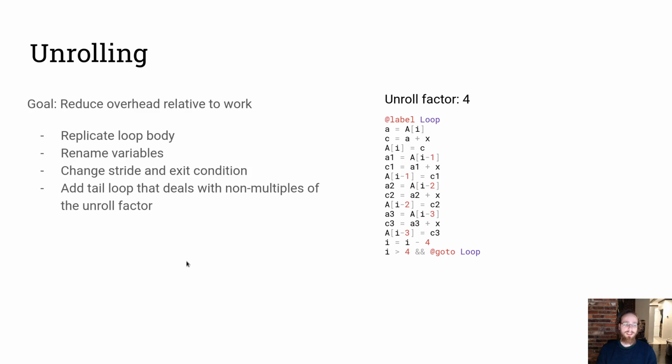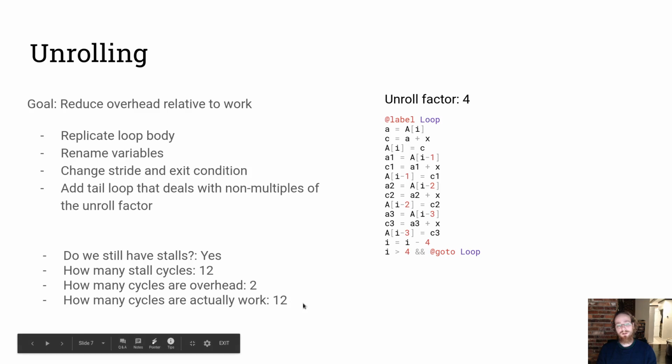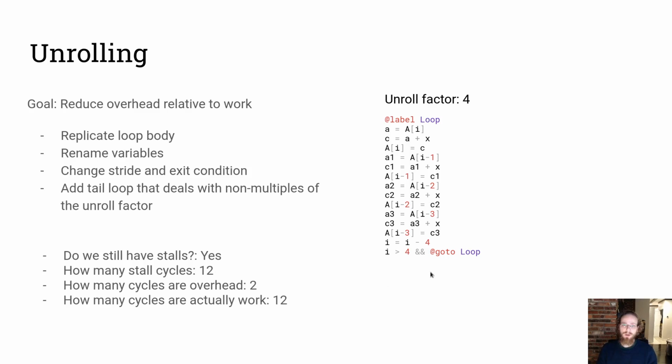So if we unroll our example code by a factor of 4, you can see that I renamed the variable A to A1, A2, and A3, and so forth. And as I mentioned before, these index operations here are free on most architectures. Do we still have stalls? Yes, indeed we do, because we haven't changed the order here. We still have the same problem. If we count them up, we get about 12 stall cycles, and we have 2 cycles of overhead, and we do 12 cycles of work. So we're doing a lot more work in relation to overhead, so unrolling did its job, but we still have stall cycles. In order to reduce stall cycles, we can now reorder this code.